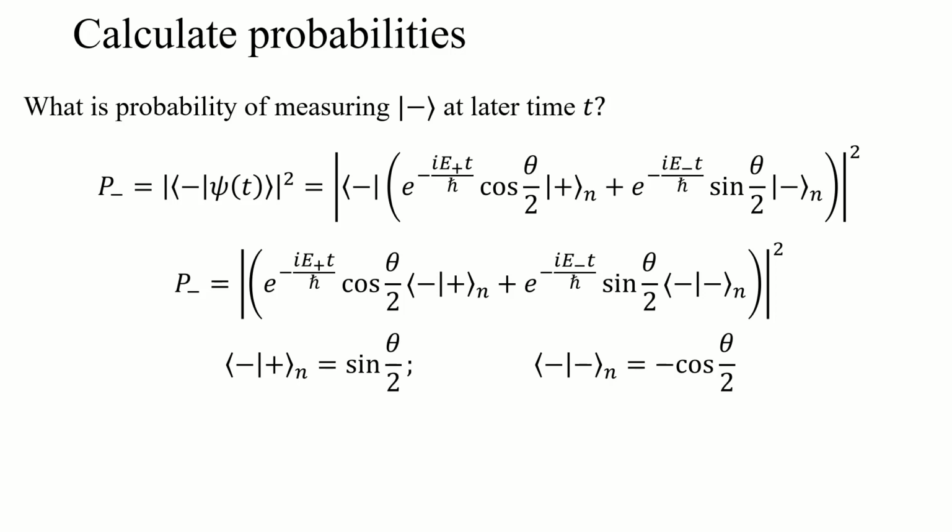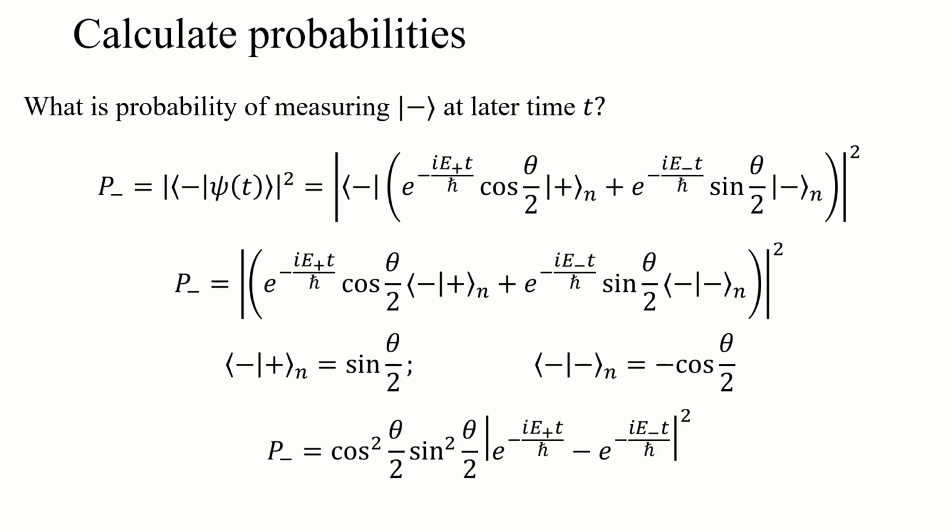Spin down in the z direction, inner product with spin up in the n direction gives us sine theta over 2. And similarly, for the spin down in the z direction, inner product with spin down in the n direction gives us negative cosine theta over 2. So plugging those values in, we get this. We get the probability of measuring a spin down at some time t is equal to cosine squared theta over 2 sine squared theta over 2 times the magnitude of that difference of exponentials, all squared.